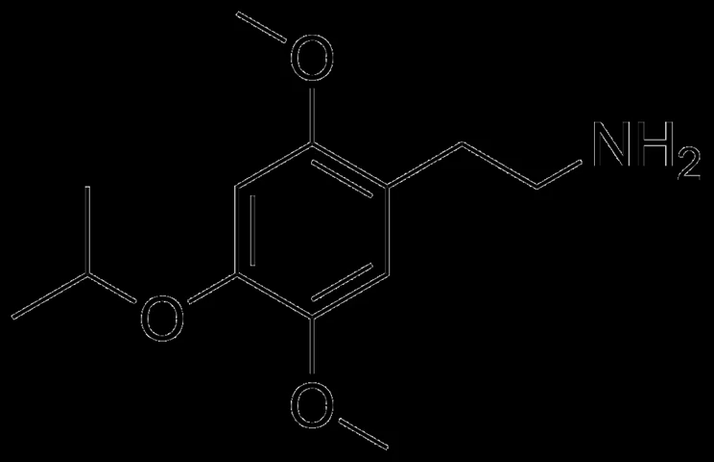2C-O-4, or 4-isopropoxy-2,5-dimethoxyphenethylamine, is a phenethylamine of the 2C family. It is also a positional isomer of isoproscaline and was probably first synthesized by Alexander Shulgin. It produces hallucinogenic, psychedelic, and entheogenic effects.